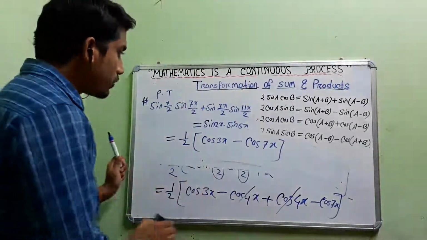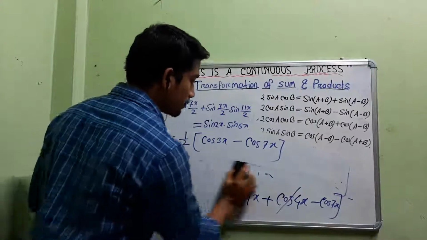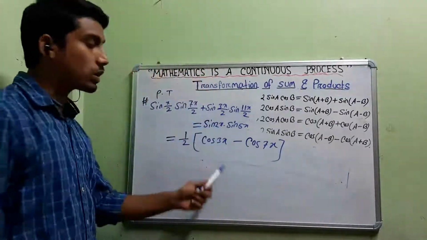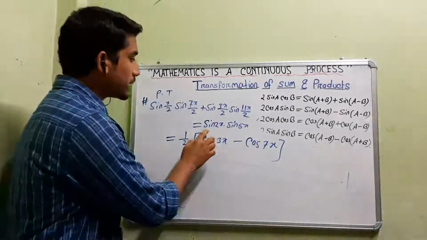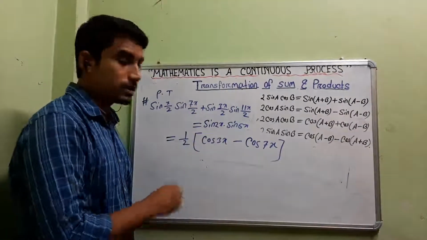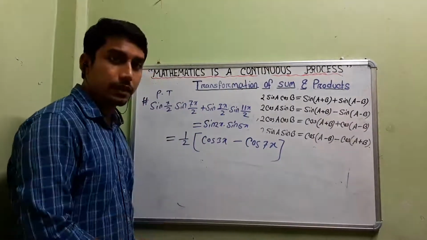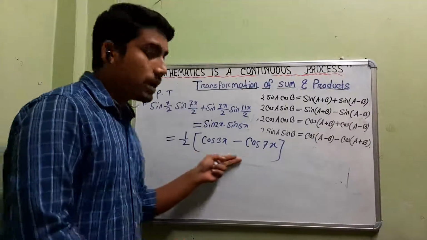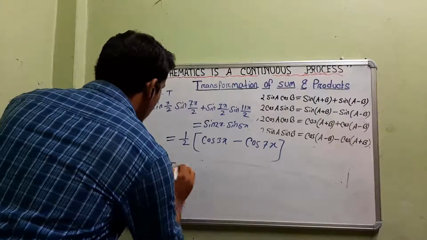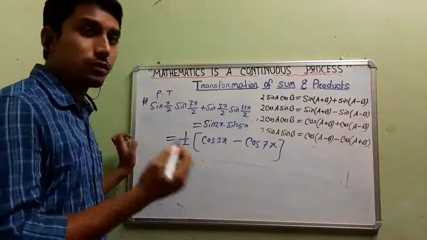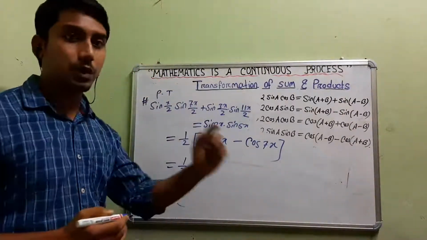Now again you can follow some formula. Which formula you can follow? The cos C minus cos D formula, because the right hand side is both sine. We haven't got the right hand side yet. So we'll just follow the formula of cos C minus cos D. What was the formula? Both the things are coming with sine.